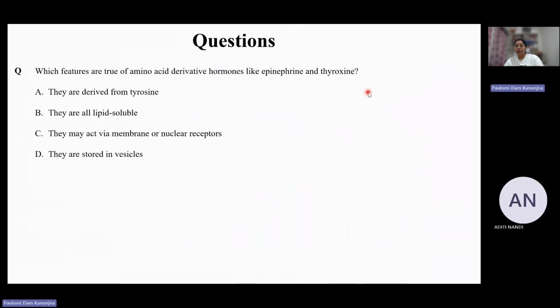Okay, maybe we'll quickly go to the next questions. The first one, the answer here is tyrosine derivative. They both can act by nuclear receptors. Basically, they can move inside, or they can act via membrane receptors, and they are stored in vesicles. What is incorrect is that they are lipid soluble. They are not lipid soluble. They are all protein in nature, so they are all soluble.